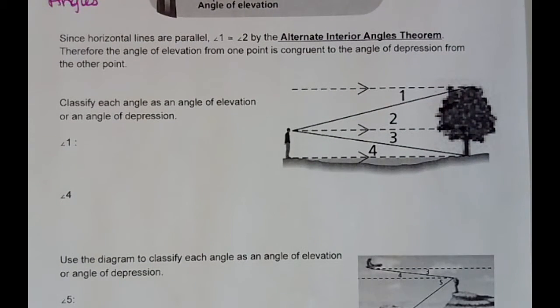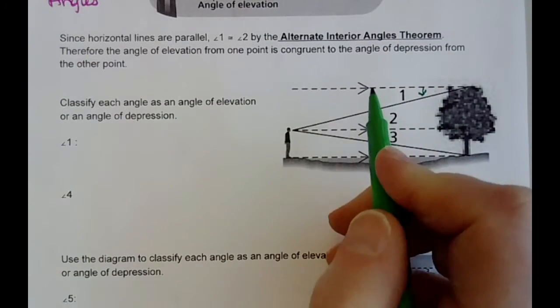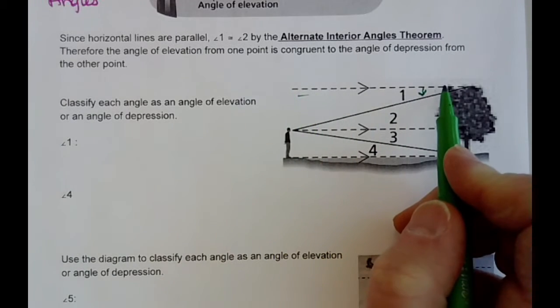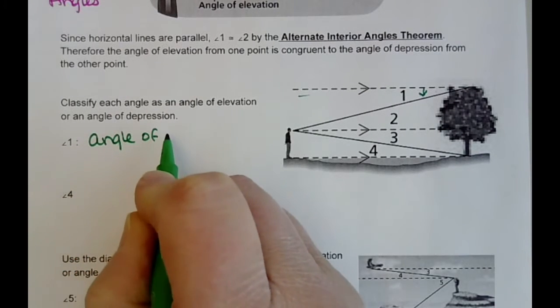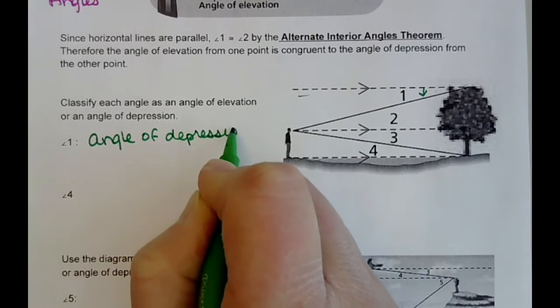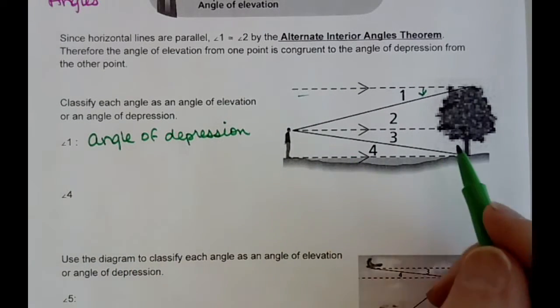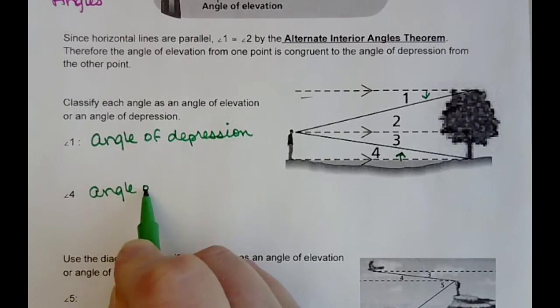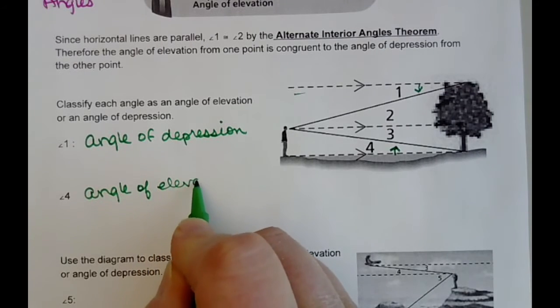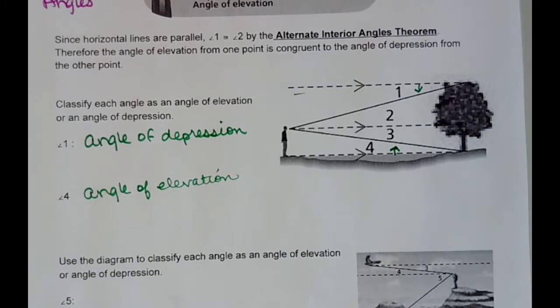So the first question says, classify as angle of elevation or angle of depression. And so when we look at this, we can see angle 1 is an angle of depression because it's formed by the horizontal line and a line of sight below that line. And angle 4, we're looking up. So that's your angle of elevation, because we're looking to a point above that line.